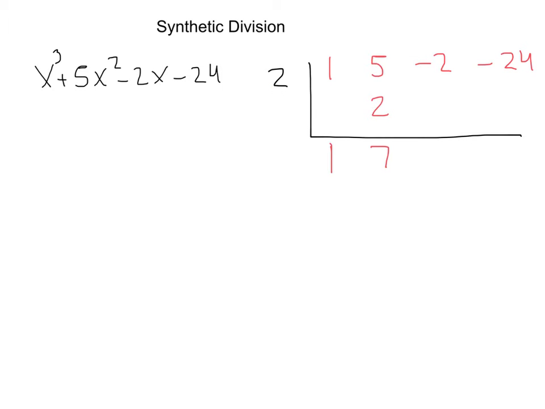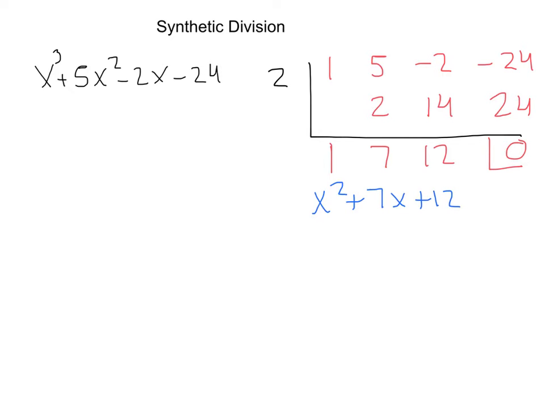Same thing, we're going to say 2 times 7 is 14. Negative 2 plus 14 is going to be a positive 12. 2 times 12 is 24. That gives you 0. Whenever you're doing synthetic division, this needs to be 0. If this right here is 0, it means that this is a factor of it. So what we have right now is x squared plus 7x plus 12.